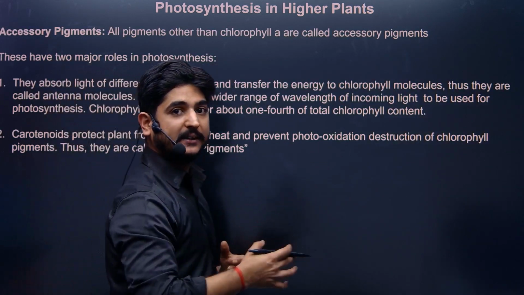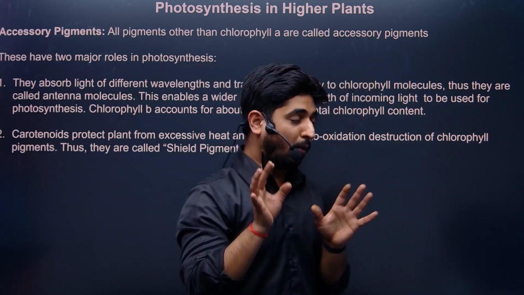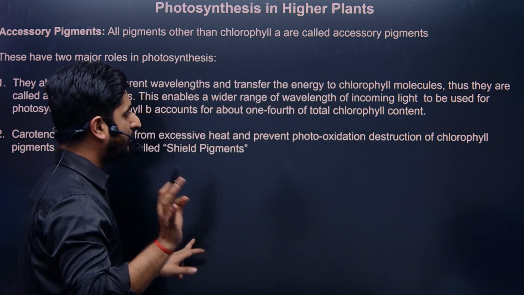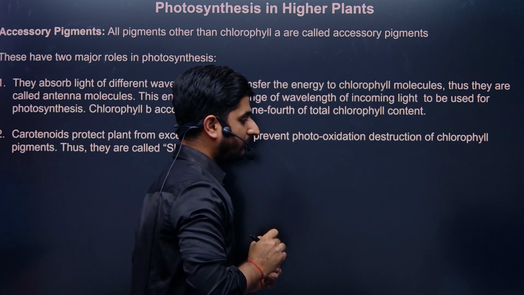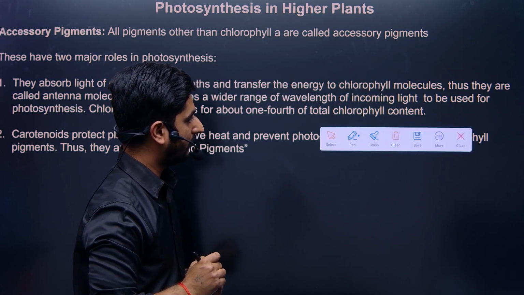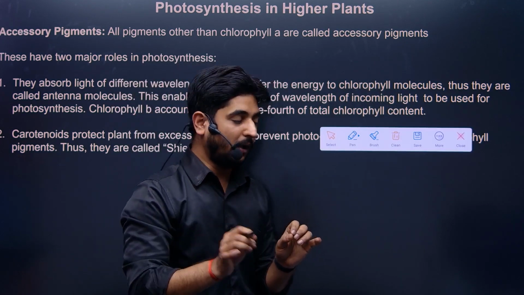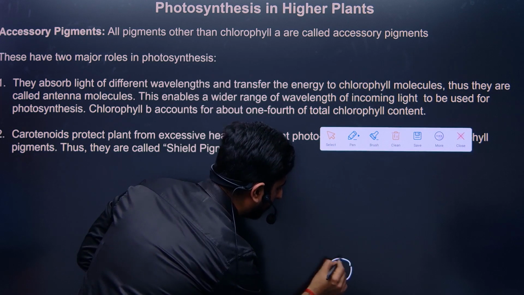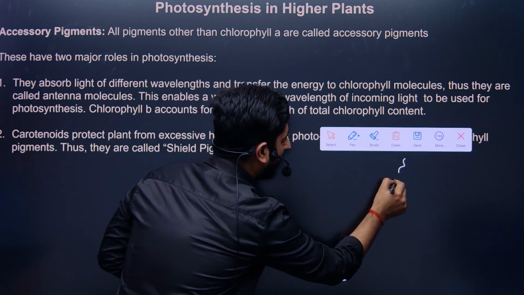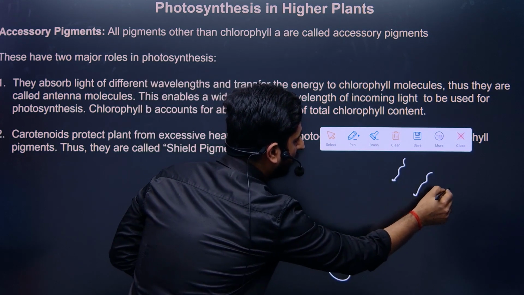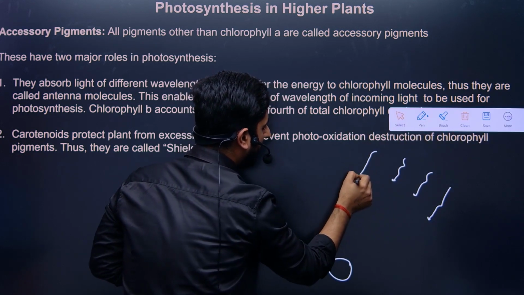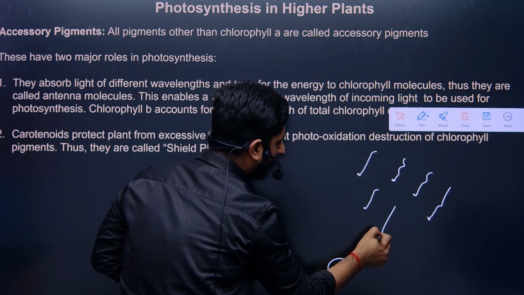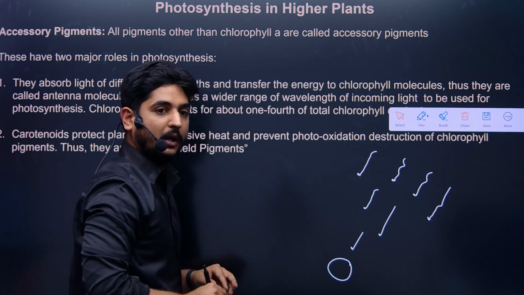So what are accessory pigments? Just try to understand it very simply. I'll try to explain it with the help of a diagram. It's very, very simple. I have a molecule over here. Light is falling in the form of photons, not a single continuous ray, but different packets that are going to reach.